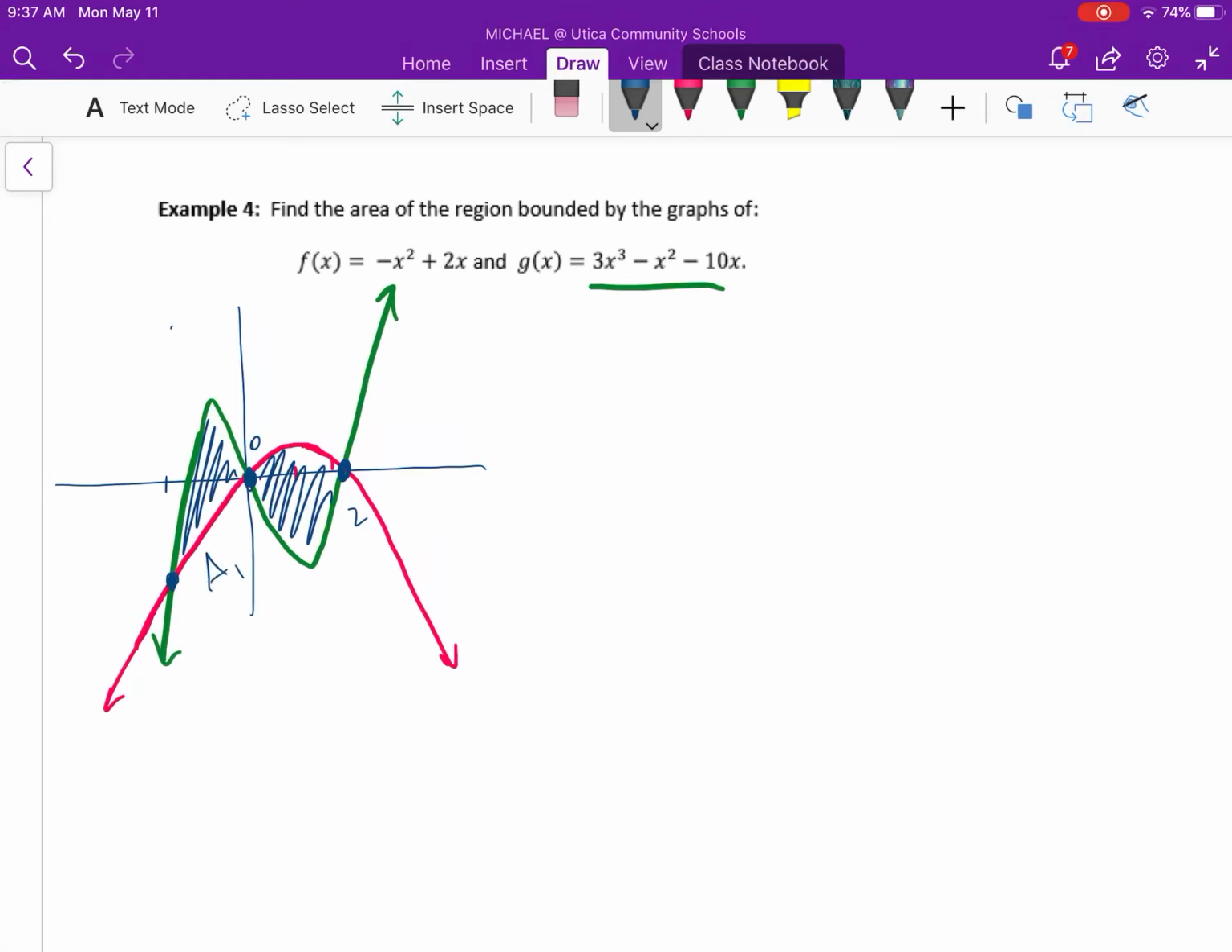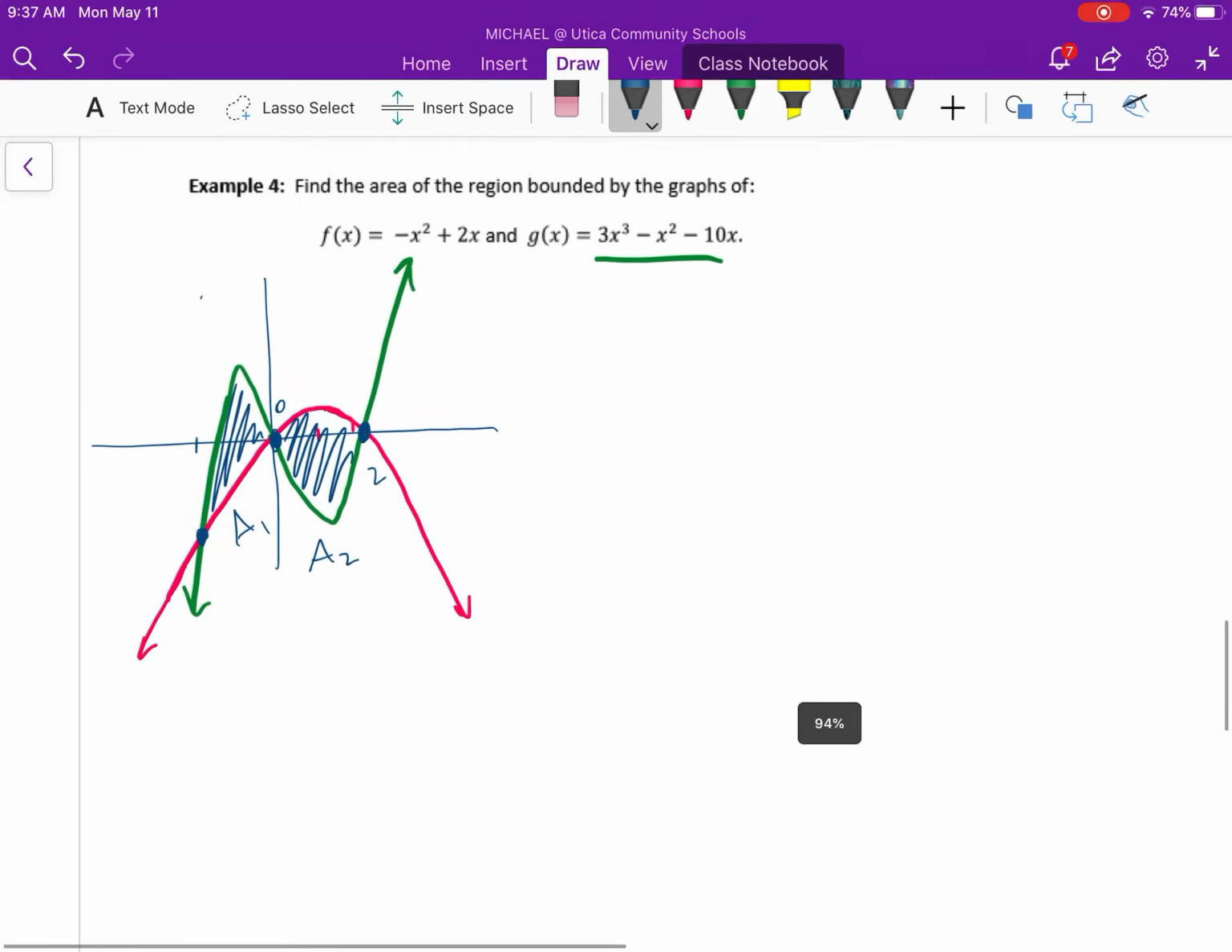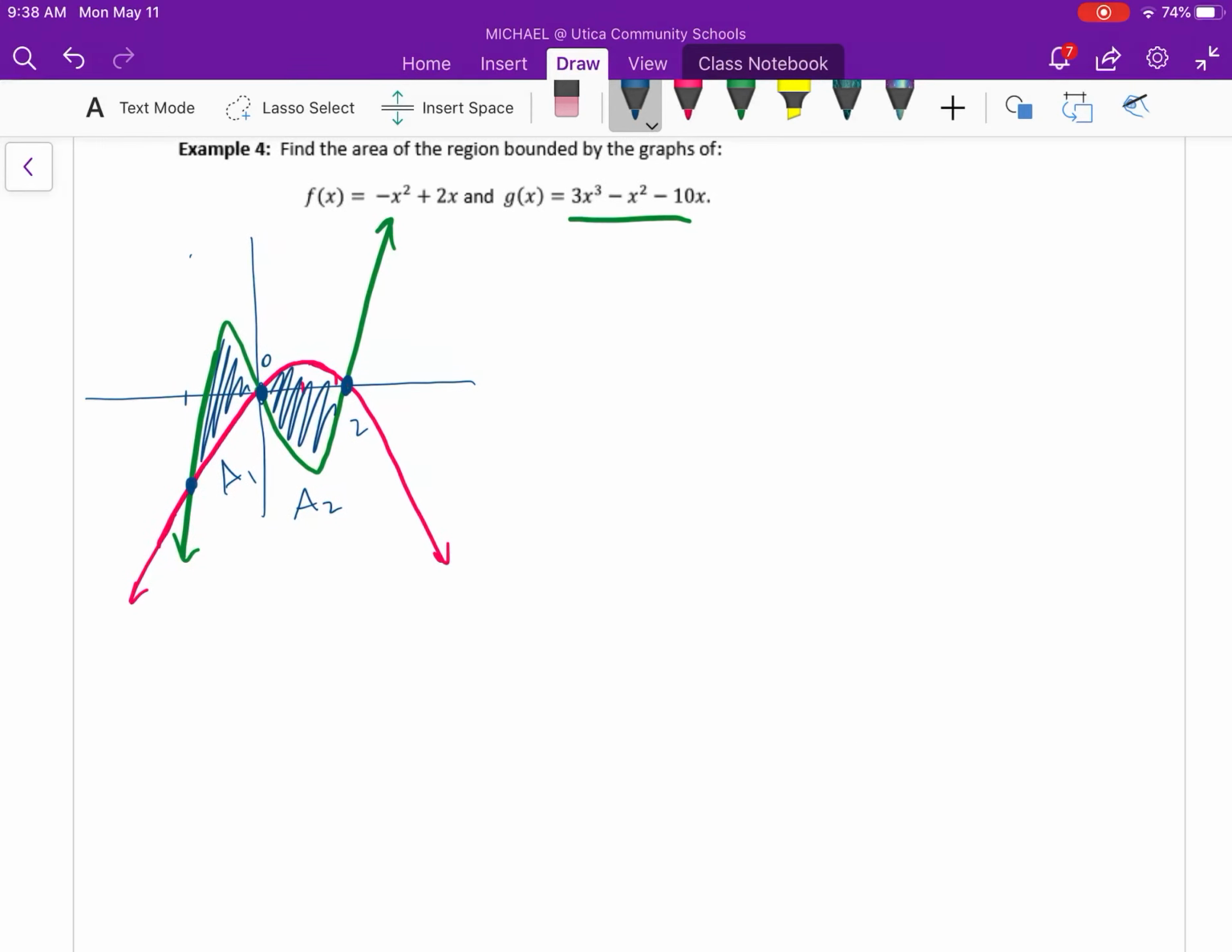So we're going to need to figure out two different areas. I'm going to call this guy area 1, I'm going to call that guy area 2. So what we're going to need to do is do those separately. So first thing, like I said, step 1 is to figure out where they intersect. So I need to know, where does negative x squared plus 2x equal 3x cubed minus x squared minus 10x.